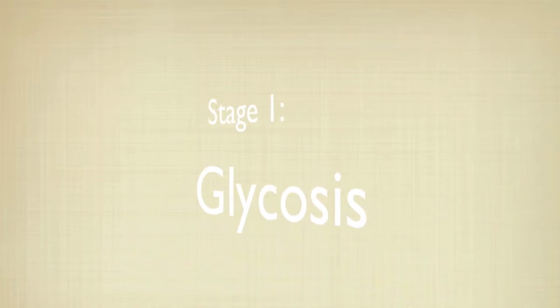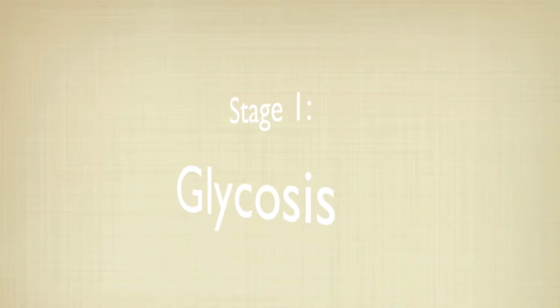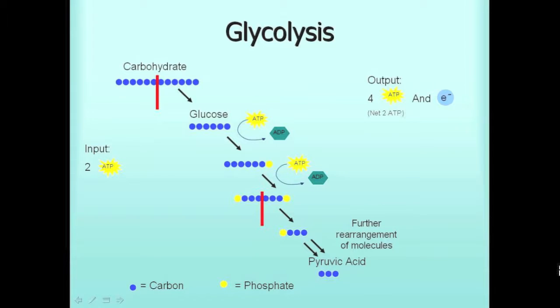There are three main stages to get from food molecules to ATP: glycolysis, the citric acid cycle, and the electron transport chain. The first stage is glycolysis.